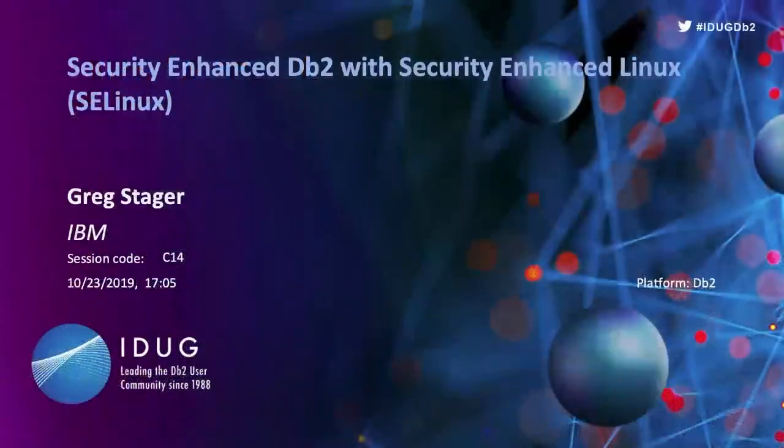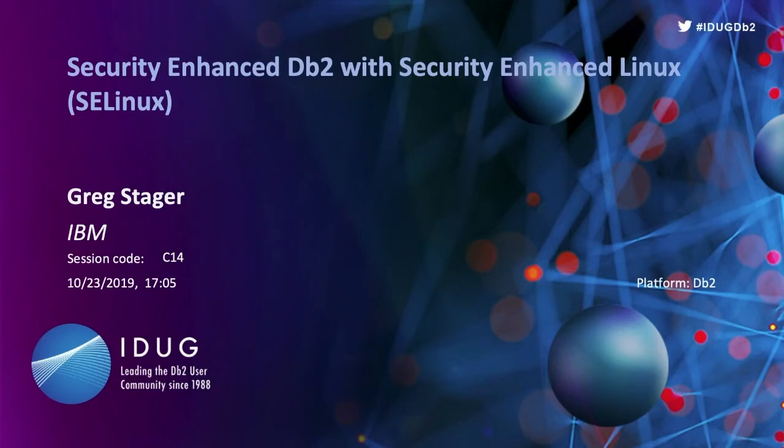Appreciate that. So my name is Greg Stager. I'm the security architect for Db2. I've been with IBM in Db2 development for just about 20 years now. Most of that time has been in security, a little bit of time in monitoring, a little bit of time in blue, but mostly in security.